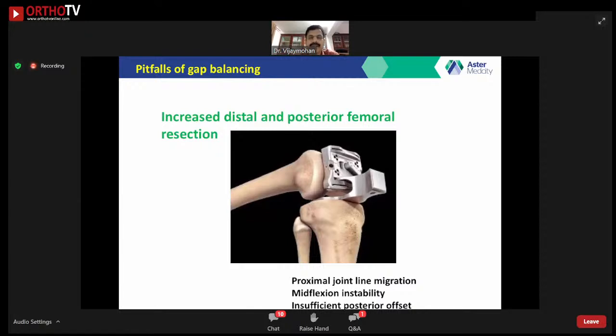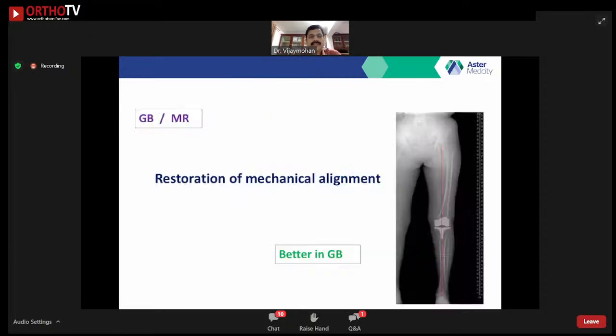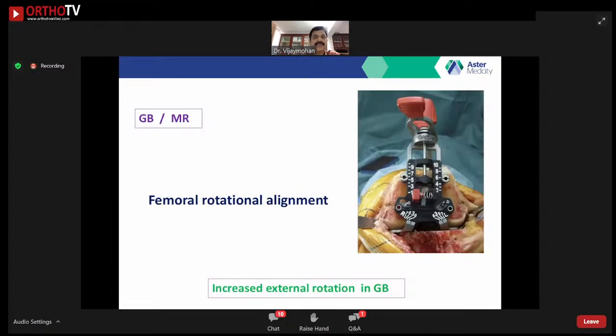And when it is cut less, you cut less in the extension gap also. But in the lax knee, because you tend to cut more when creating the flexion gap, and you have to reproduce the same on the extension gap, you tend to cut more bone. So you do not have any control over that. And the comparative studies have shown that restoration of mechanical alignment happens better in gap balancing.